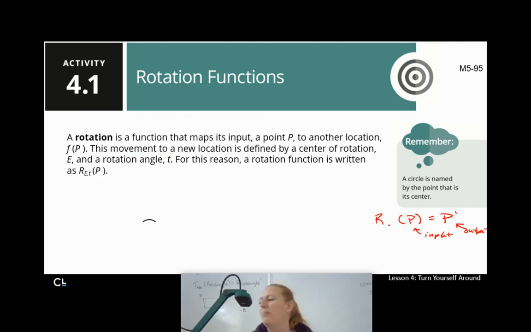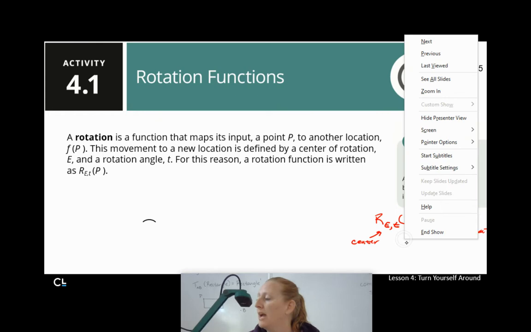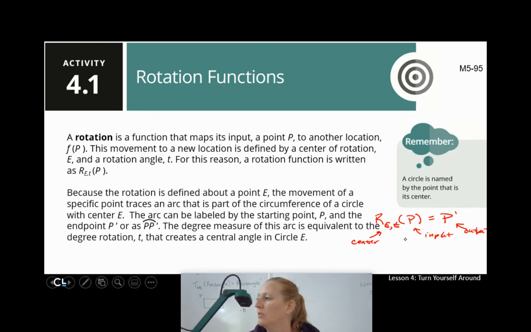But remember how in the past with translations, we put the distance down here, and with reflections, we put the line of reflection. Because this is a rotation, it actually gets two things put down there. You have to put down the center of rotation, in this case we'll call it E because that's what we had on those concentric circles, comma, my angle of rotation, which we'll just call T. Notice there's a comma in between those. We actually have two things when we're dealing with rotations: a center of rotation and an angle of rotation.